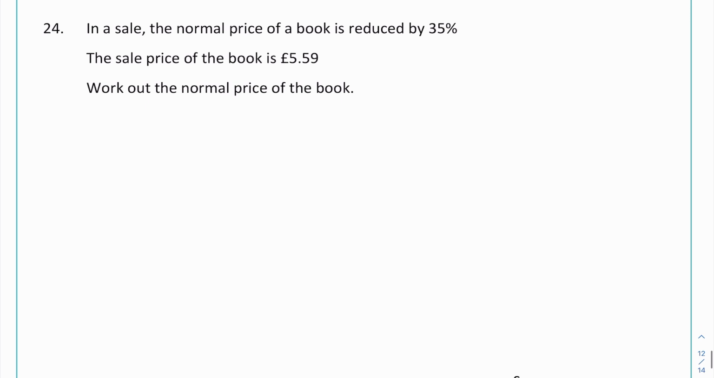In a sale, the normal price of a book is reduced by 35%. The sale price of the book is £5.59. Work out the normal price. So we've got a reverse percentage.